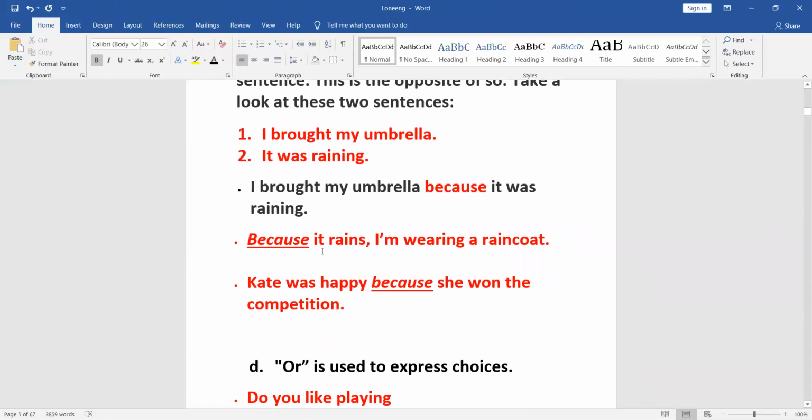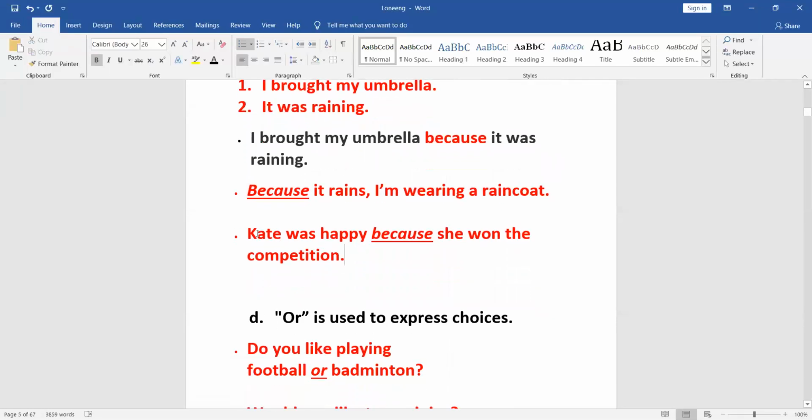Take a look at this second sentence. It's kind of different, and you need to know that. Because it rains, I'm wearing a raincoat. So conjunctions need not be in the middle, not necessarily. It can even be in the beginning. So here the conjunction is used in the beginning. Because it rains, this is the reason part, and this is the action part. So because it rains, I'm wearing a raincoat.